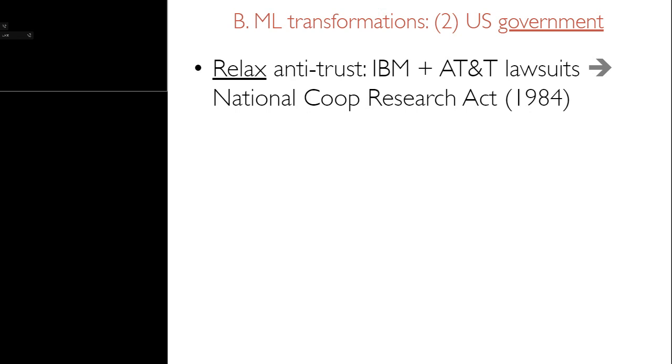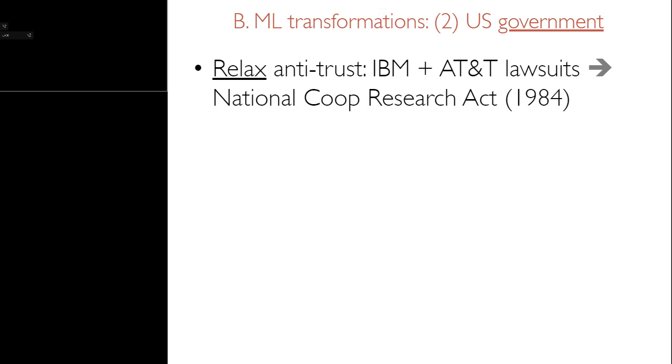First was relaxing antitrust. It's well known that IBM and AT&T, ever since the 50s, were involved with lawsuits. I think it hampered IBM. It sort of tripped up AT&T in terms of how AT&T dealt with the civilian computer market. But in 1984, the U.S. government passed the National Cooperative Research Act, and that made it A-OK not to do price fixing, but to do cooperative mechanisms within an industry to do research, and then, of course, to be thinking about the future. But to do that cooperatively without the threat of antitrust.